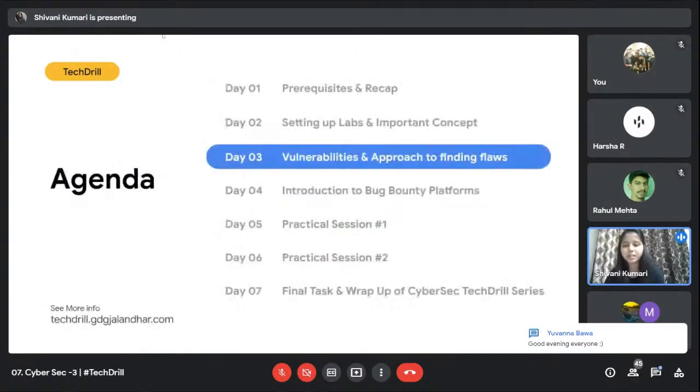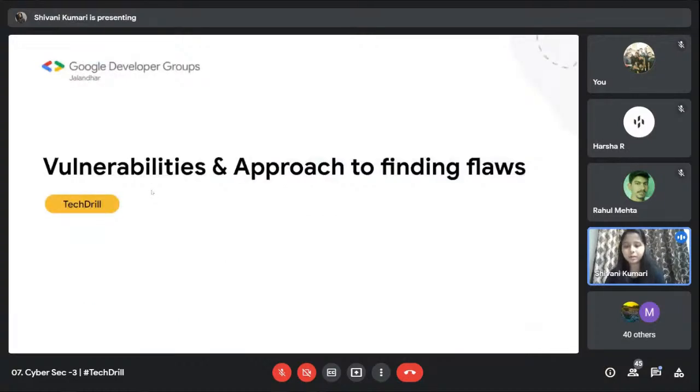So next, this is the agenda, and we will discuss vulnerabilities and approach to finding flaws. We will discuss different common flaws today, and a more descriptive session will be on day 5 and day 6, which is a practical session. So I have a small question for you all. How many of you know what is VAPT?